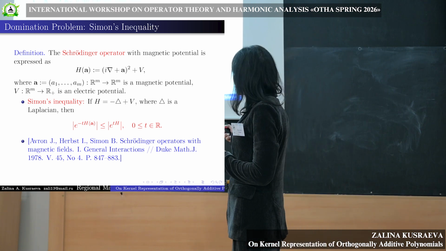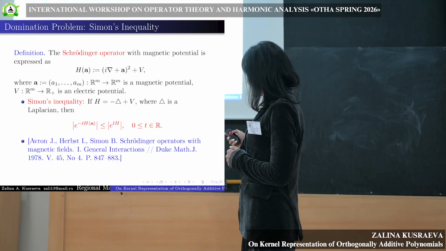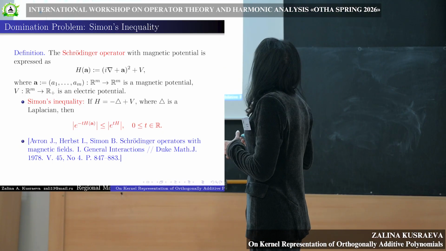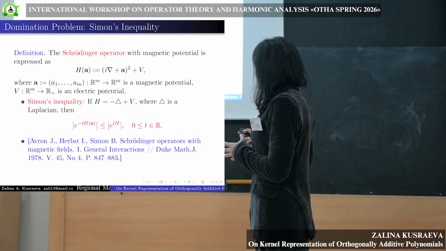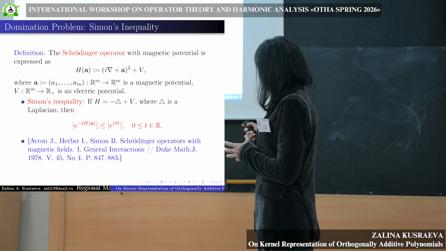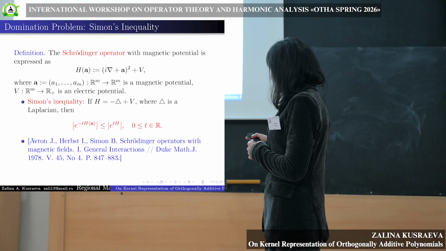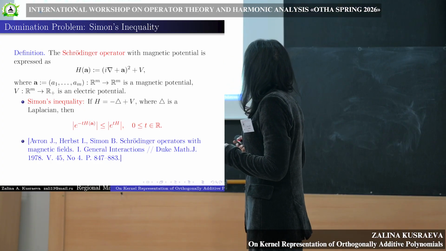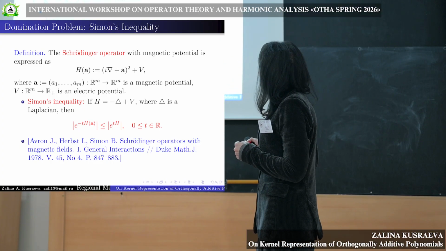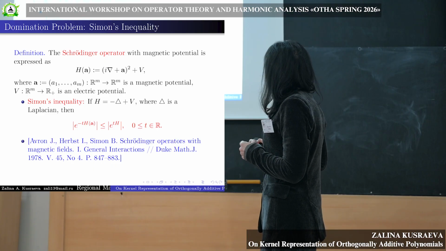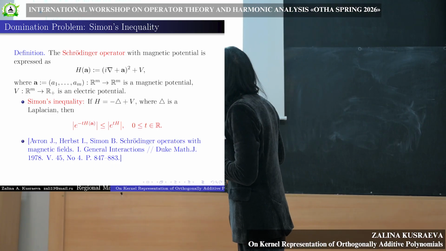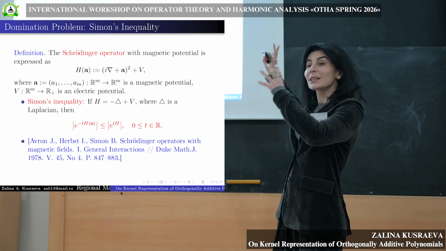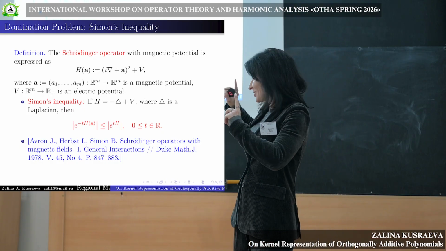Here A means the magnetic potential. And he suggested an inequality, where this one is the Schrödinger operator without magnetic potential, and there is the following relation between these operators. Let me say that the Schrödinger operator without magnetic potential is greater or equal to the Schrödinger operator with magnetic potential. And this is exactly the domination problem.